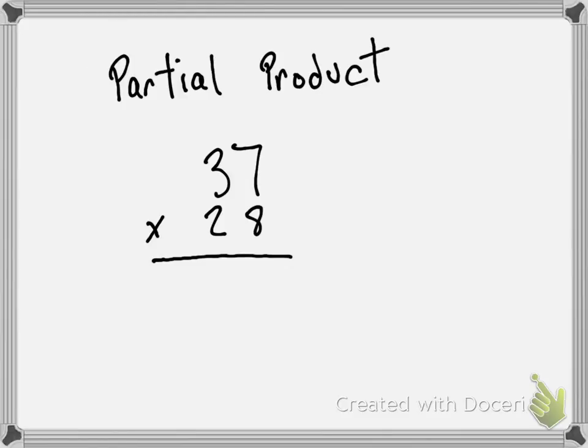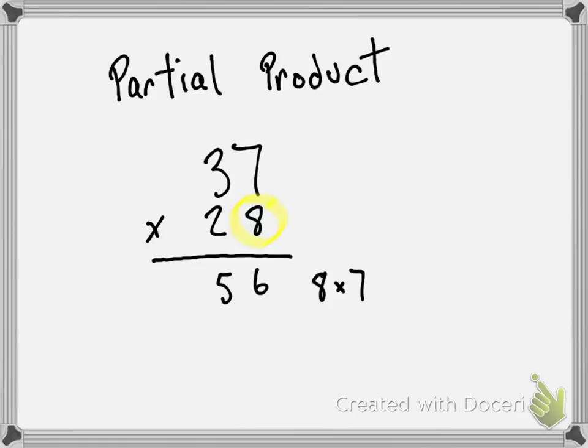Now, when we're doing partial product multiplication, we're always going to start with the ones place, in the bottom right. So I'm going to circle that number here. We're going to start with the ones place. So our first equation here in the ones place is going to be 8 times 7. And I'm just going to write that off to the side here, 8 times 7, so we know what we're doing. And 8 times 7 is going to be 56.